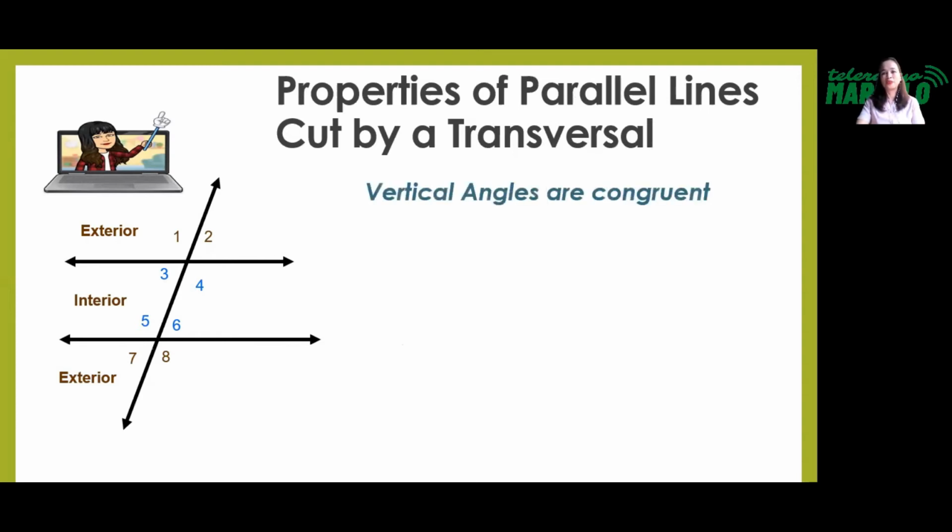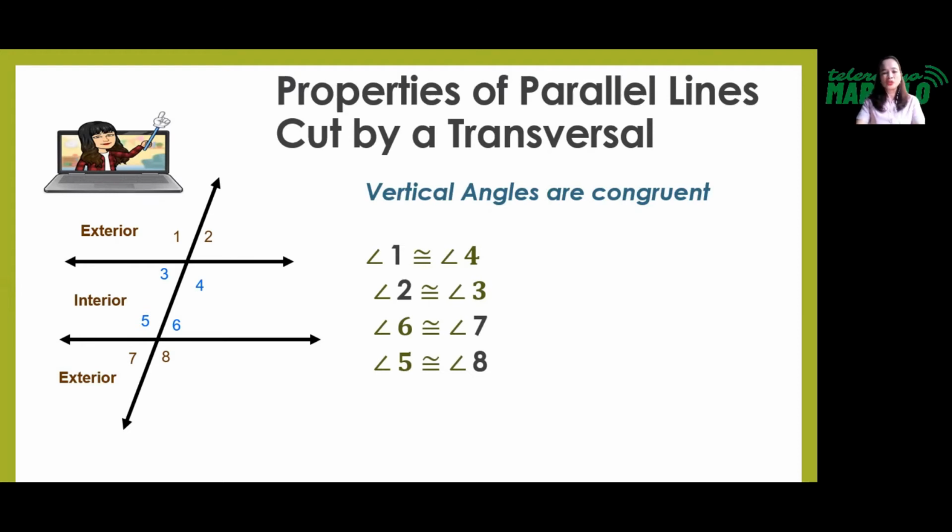And now we have the vertical angles, and vertical angles are also congruent. Vertical angles are 1 and 4, so they are congruent. Angle 2 is congruent to angle 3. Angle 6 is congruent to angle 7. And angle 5 is congruent to angle 8.